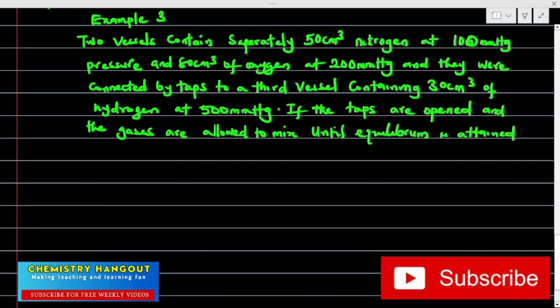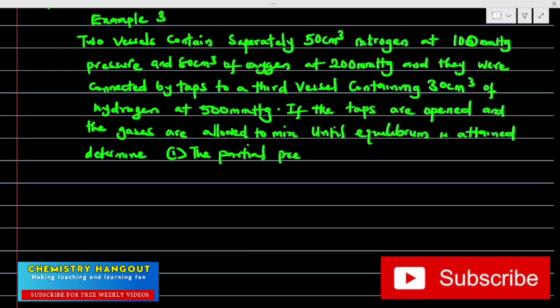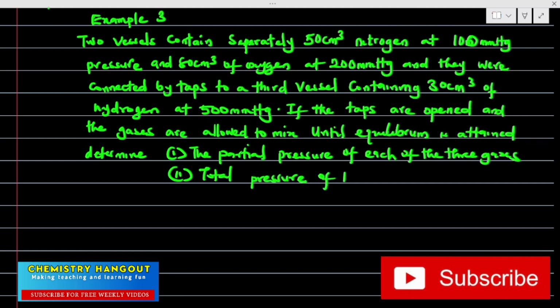And it said determine, one, the partial pressure of each of the three gases. Then the second one, they ask us to determine the total pressure. Definitely if you have gotten the partial pressures, you just add everything together to get the total pressure. So the second one is not difficult. Even the first one is not difficult. So we will see how we are going to do that now.